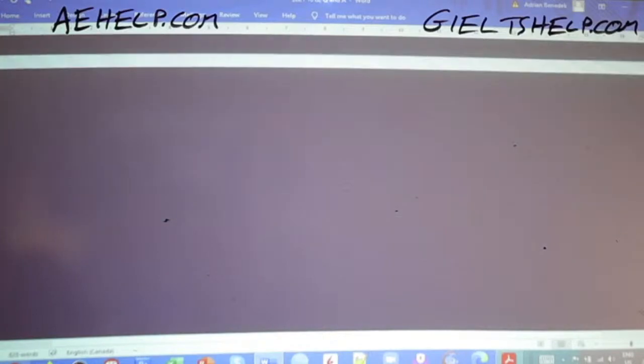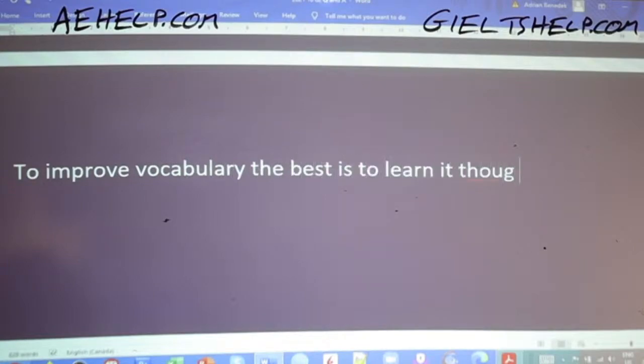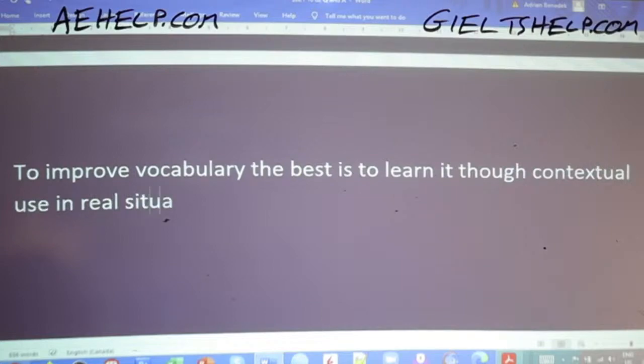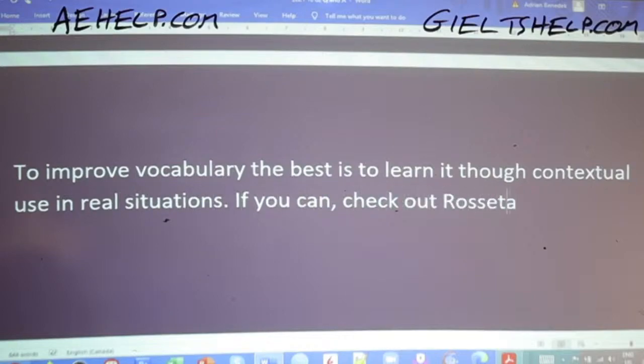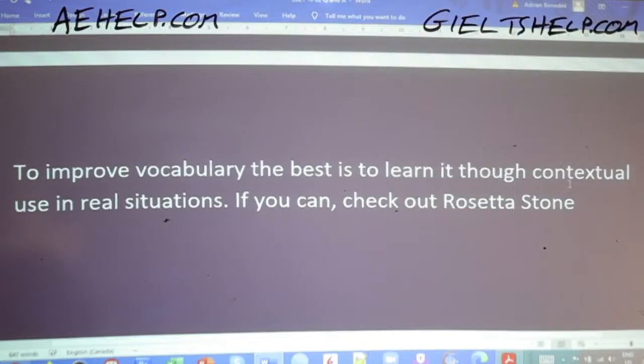Okay, so to improve vocabulary, the best is to learn it through contextual use in real situations. If you can, check out Rosetta, I think it's Rosetta Stone. I'm not sure. Yeah, you'll have to Google that. Rosetta Stone, like that, yeah? Okay. So check that out. That teaches you in context.